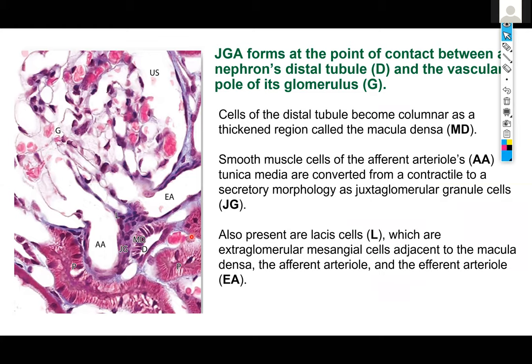So here's what this looks like. Here we have the afferent arteriole, and here we have the efferent. If you look very closely, here's the macula densa right here, and this is the distal convoluted tubule that's associated. You can also see the juxtaglomerular cells. And if you look closely, these darker purpley ones are the mesangial cells. So they give way to the mesangial cells that are amongst the glomerular capillaries.